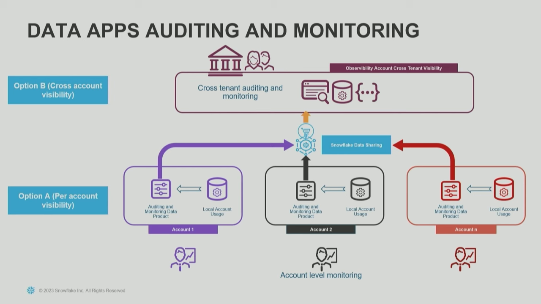You may have heard of data products if you attended a few sessions around data mesh. Here's what happens. Auditing and monitoring might have some sensitive data as well. Maybe you don't want the sensitive data to be shared across the landscape of the deployment. In every Snowflake account, the admin or the security admin can create an auditing and monitoring data product. You can apply tags. You can mask those sensitive columns. You can remove all the data that is not required. And you can use data sharing to share all those objects. And you have cross-account visibility across all the deployment. And that's option B.